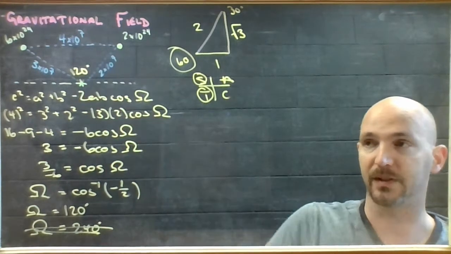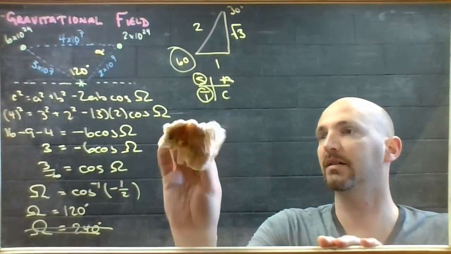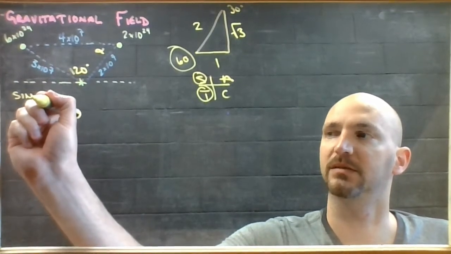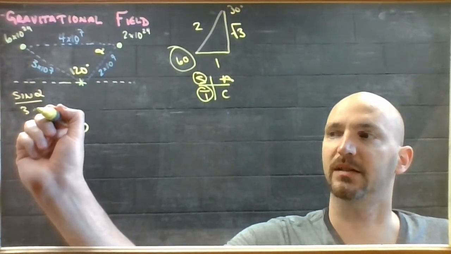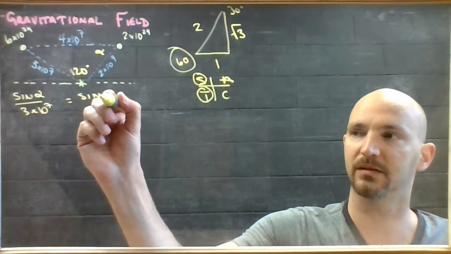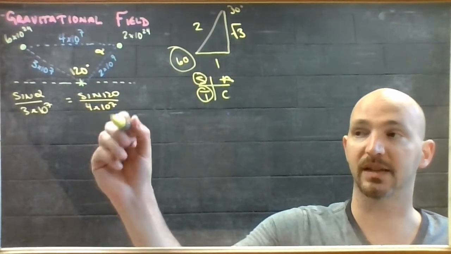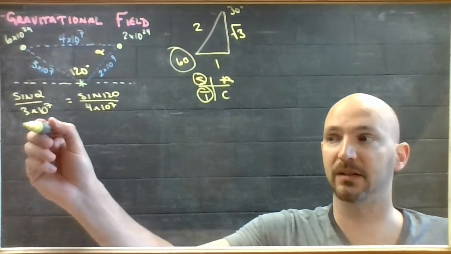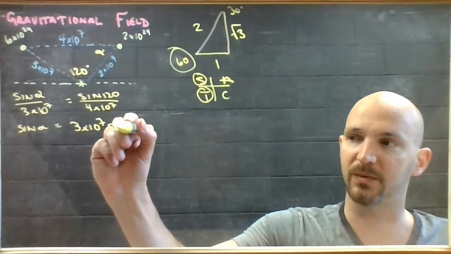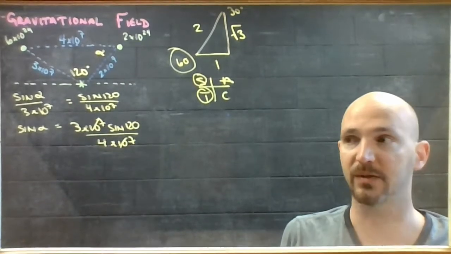So I'm going to figure out these other angles then. I'm going to go after this one next. I'm going to erase some of my board here. So I'm going to use sine law. So sine of alpha over 3 times 10 to the 7 would equal sine 120 over 4 times 10 to the 7. You can see how the 10 to the 7s aren't going to matter. Sine alpha equals 3 times 10 to the 7 sine 120 over 4 times 10 to the 7, and then those divide out.